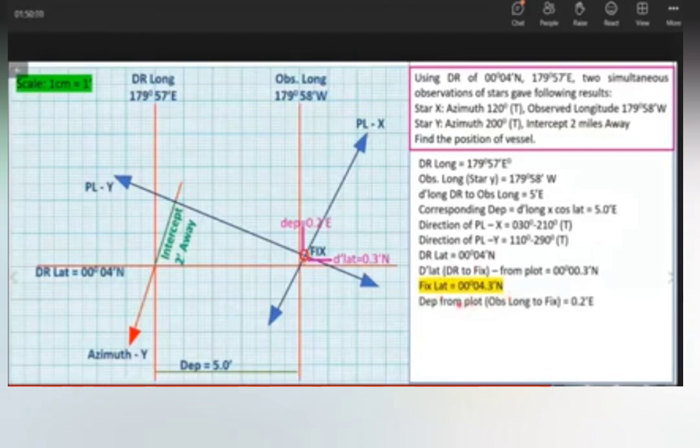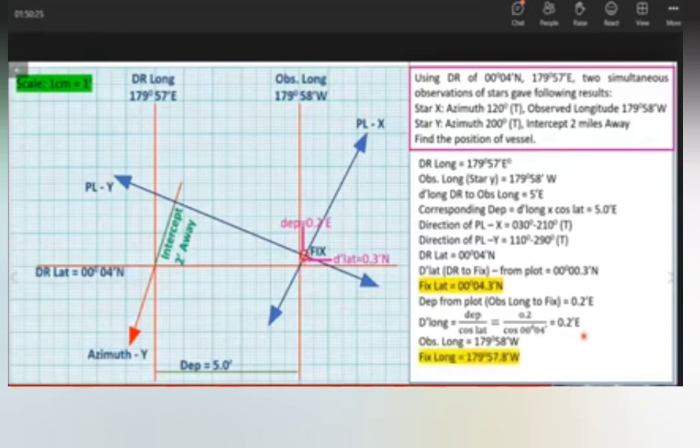Departure from observed long to the fix is 0.2 minutes east. We convert this into d long, and being almost at equator, they are both equal. We apply this d long to the observed long, which is 179 degrees 58 minutes west, and we get the fixed long as 179 degrees 57.8 minutes west. So the coordinates of the fix out here are 00 degrees 04.3 minutes north, 179 degrees 57.8 minutes west.